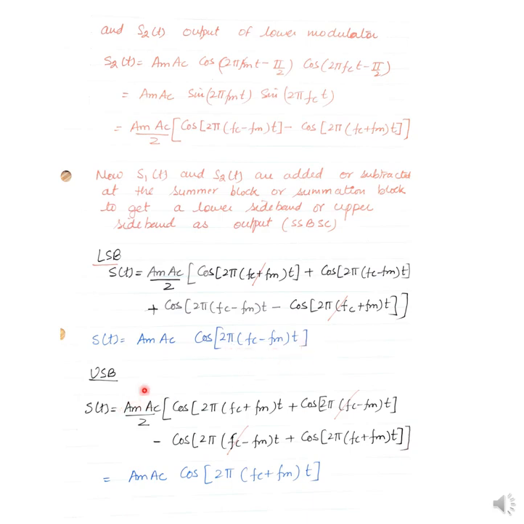If you want to receive your USB, then it will be Am Ac divided by 2 and then you will subtract them, so this portion will cancel and you will receive Am Ac cos 2 pi (fc plus fm) t.